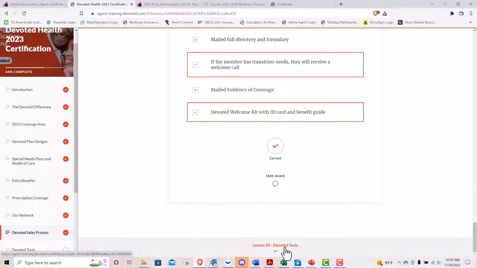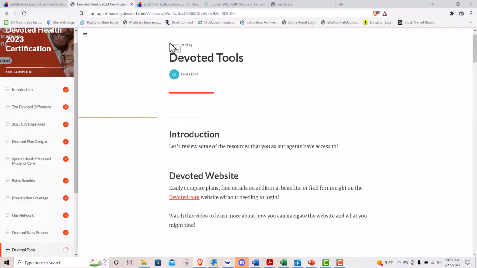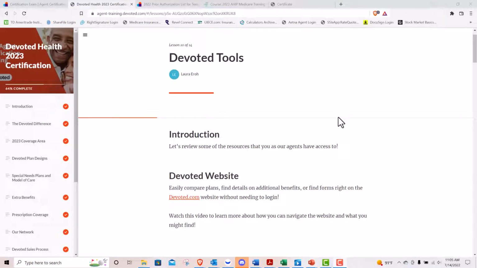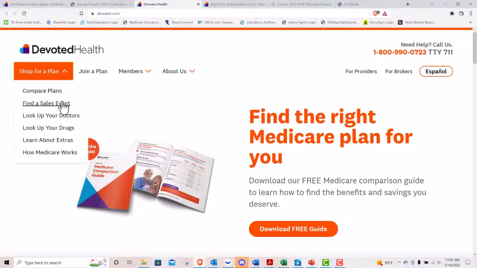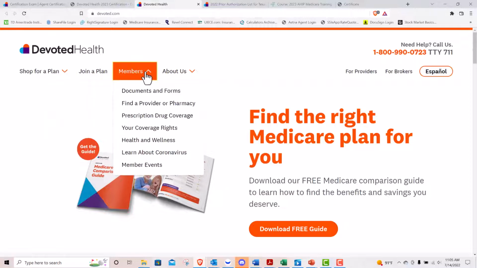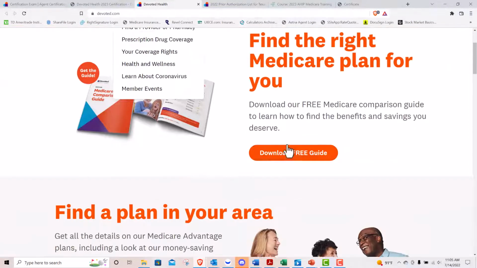Devoted tools. All right, let's go and check this out. All right, so now we're on to Devoted tools. This is lesson 10 here. We're almost there, 10 out of 14, 64% of the way done. So I guess you can go on devoted.com and all the applications and everything is available there like we saw. So we can shop for a plan, look up everything, documents and forms, without even signing in. So that's a pretty good thing.